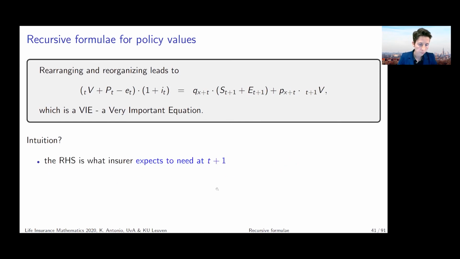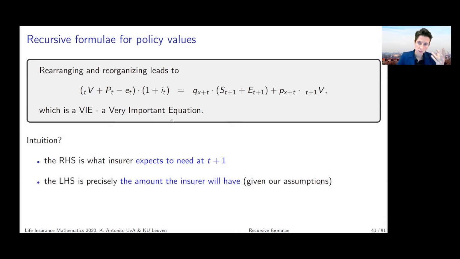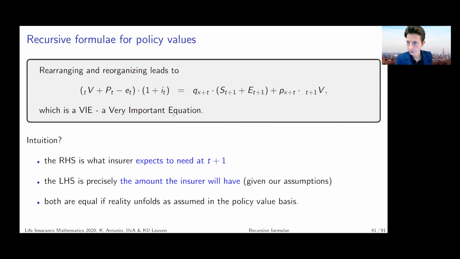So if we compare the right-hand side, that is what we expect to need at t+1, taking into account both scenarios that can happen, either death of the policyholder or surviving of my policyholder. And the left-hand side, that's exactly the amount that we will have given our assumptions if the reality unfolds over time in the way that we assumed it. So both are equal if the reality unfolds as we assumed in the policy value basis. If everything happens as assumed in the policy basis, then what we have at time t+1 will be exactly sufficient to cover what we expect to need at time t+1. And that's exactly what this expression is telling us.